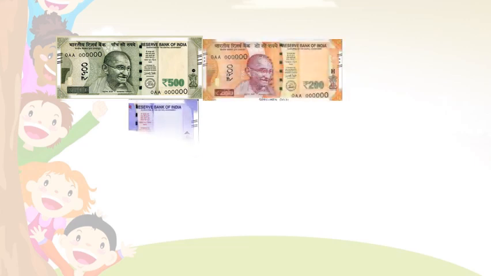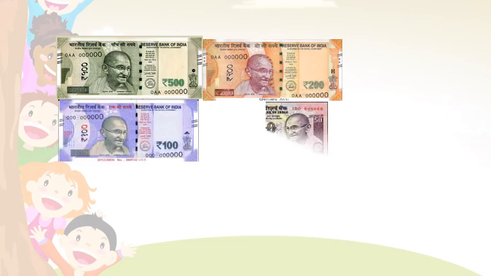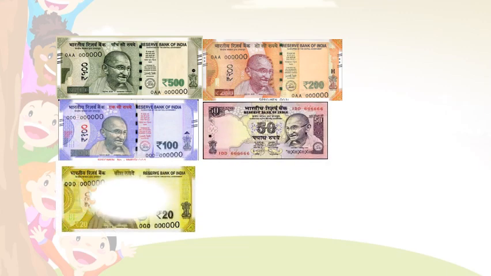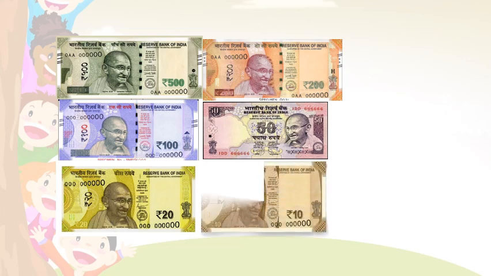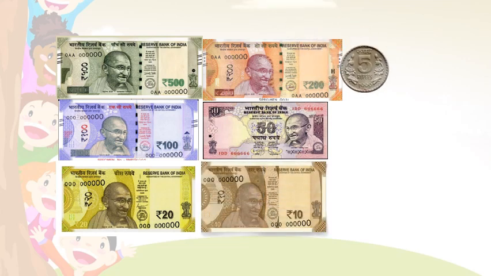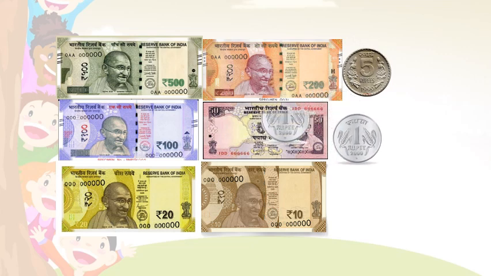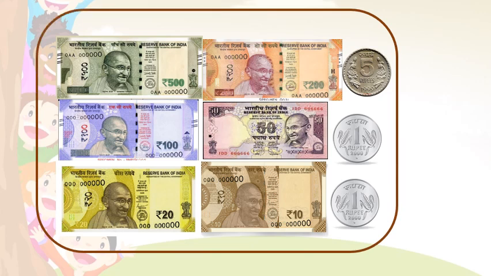Now here 500 rupees note, 200 rupees note, 100 rupee, this is 50 rupees note, this is 20 rupees, this is 10, 5 rupee coin, 1 rupee coin, one more 1 rupee coin. Yes, students, come on, tell me the total amount. Yes, got the answer?